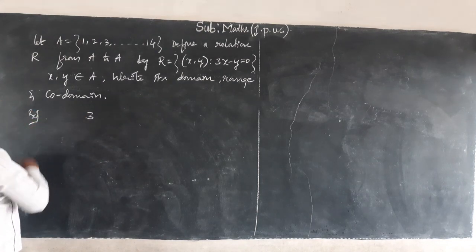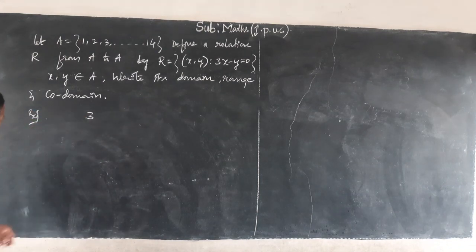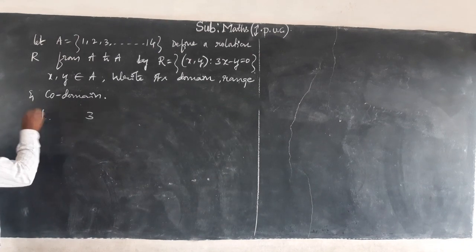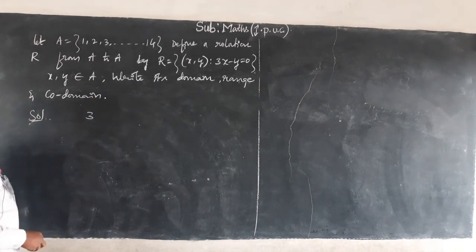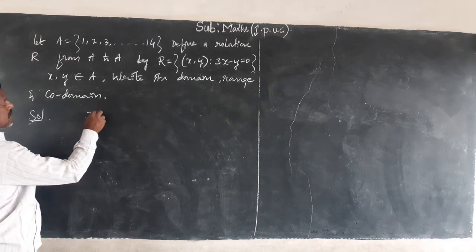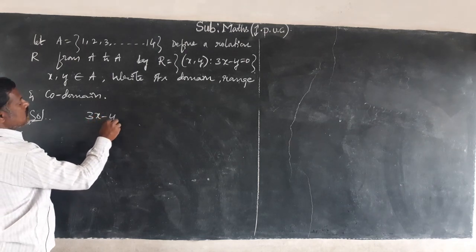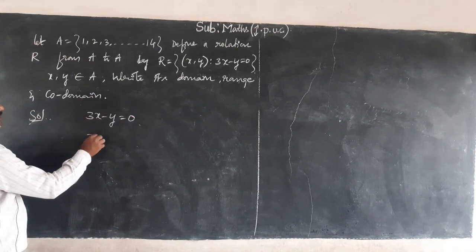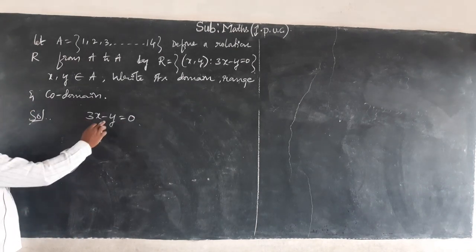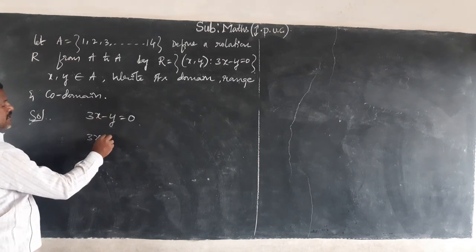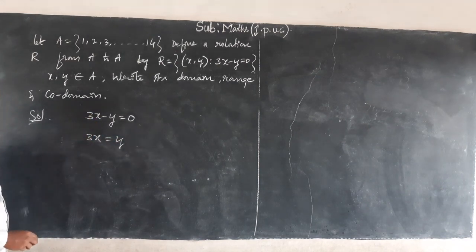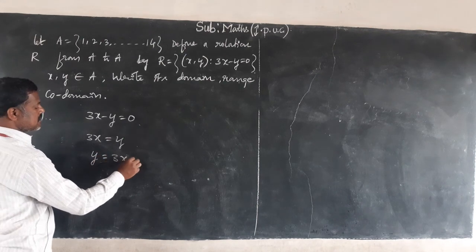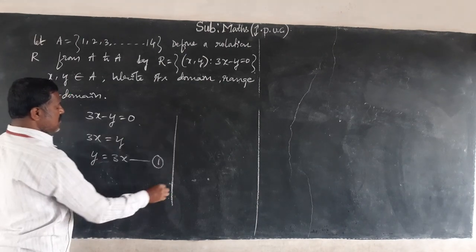I am doing the solution. Here we have the relation 3x minus y equals 0. Children, let us write 3x as it is. If I send minus y to the right side, the value is plus y. Or I can write this as y equals 3x. Let us call this equation 1.